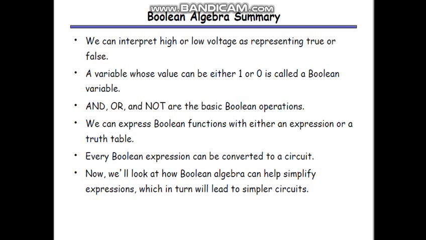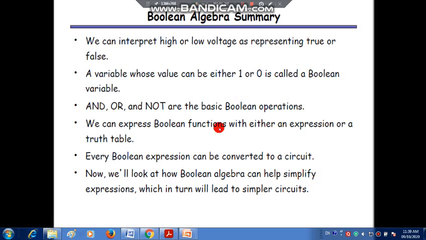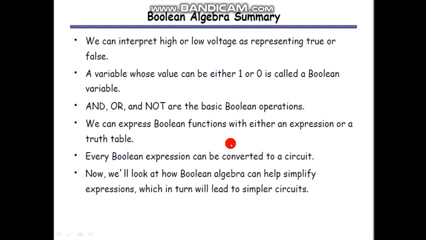AND, OR, and NOT are the basic Boolean operations. As you know, there are some basic gates, and those basic gates are AND, OR, and NOT. We can express a Boolean function in only two ways: either by an expression or by a truth table. Every Boolean expression can be converted to a circuit. Now we will look at how Boolean algebra can help simplify the expression, which in turn will lead to a simpler circuit.